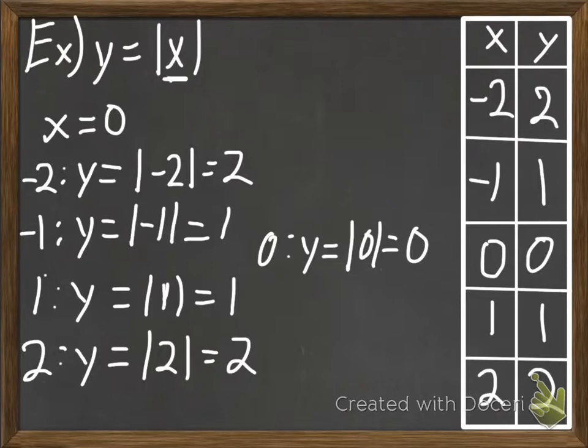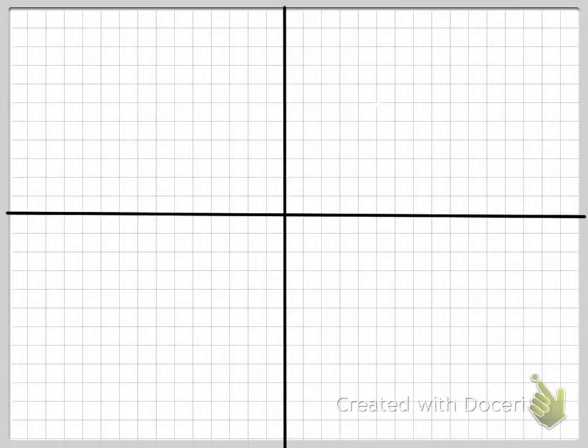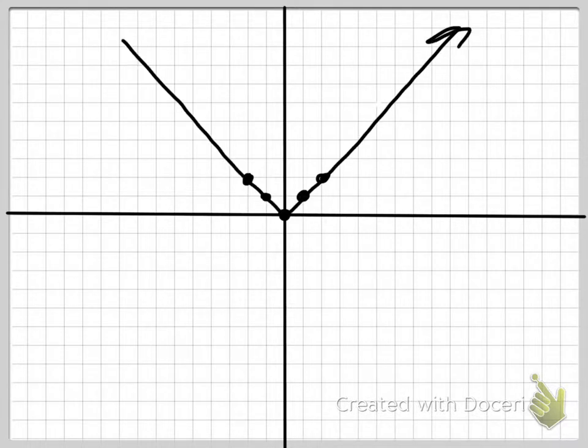So the next step is to just plot these on a graph. So I'm going to plot these on a graph over here. So I get negative 2, 2. Negative 1, 1, 0, 0, 1, 1, and 2, 2. Now, absolute value, it's not a straight line, it's not a curve. It's basically like a giant V. So we have a giant V here, going 2 directions.